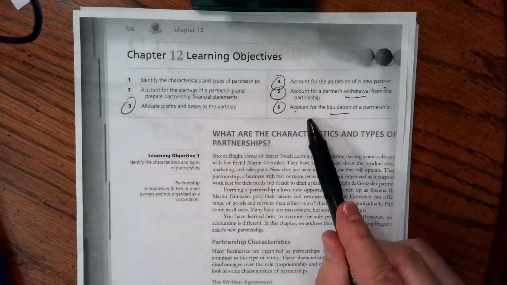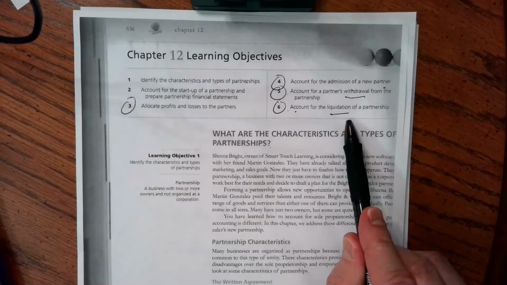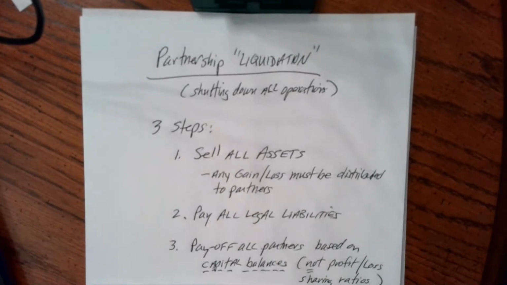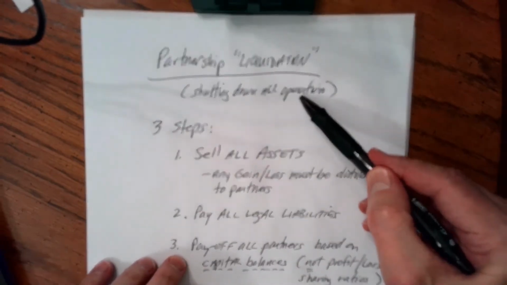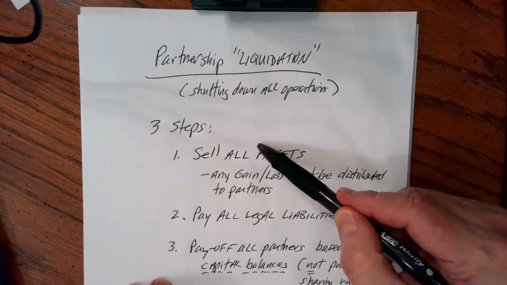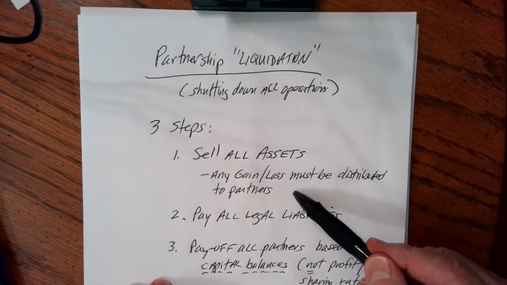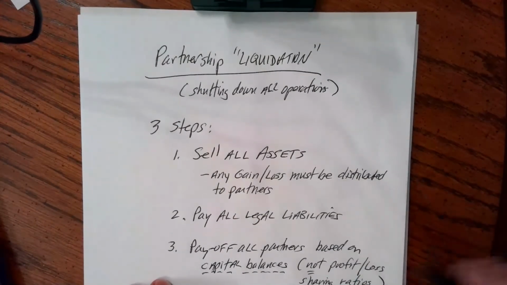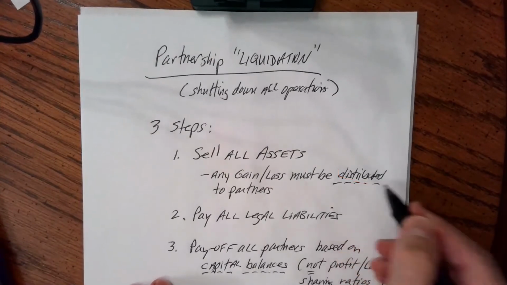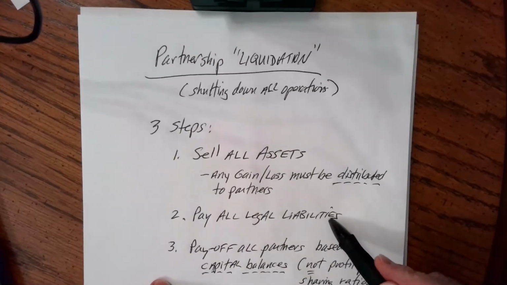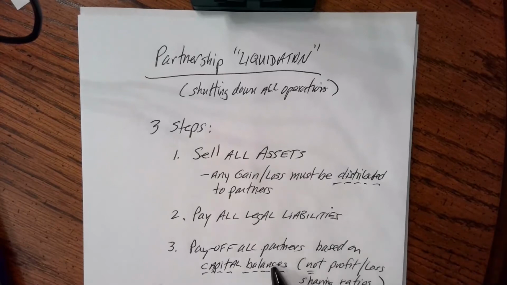Lastly, let's cover learning objective 6, accounting for liquidation of a partnership. What is a partnership liquidation? It's shutting down all operations. So, 3 steps. We're going to sell all assets. Any gain or loss incurred on selling all those assets must be distributed to each of the partners according to their profit sharing ratio formula. Secondly, pay all legal liabilities. And lastly, pay off all partners based on the remaining capital balances. Not their profit and loss sharing ratios, but whatever is remaining.